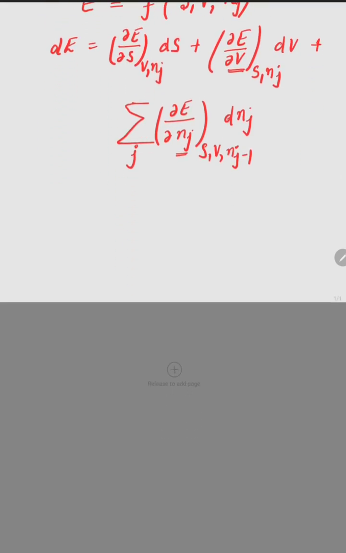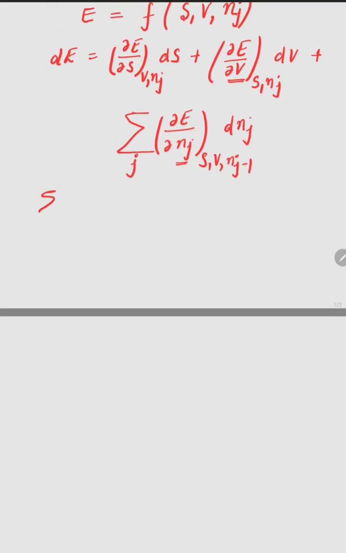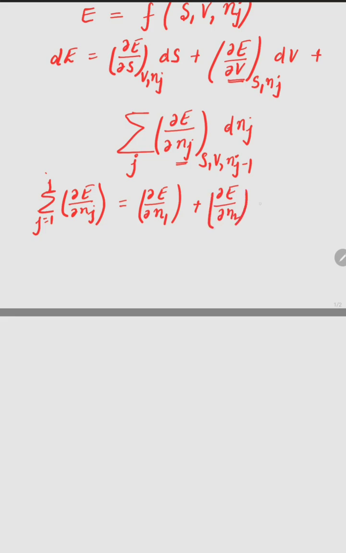What does summation indicate? Summation of curly E divided by curly Nj when j varies from 1 to j. Okay, this indicates the sum of the variations of internal energy with the number of moles of the first component, then with the number of moles of the second component, then with the number of moles of the third component, and so on. So overall we write it in the summation. Okay, so summation indicates the sum of the differentiations of internal energy with the separate number of moles of every component.